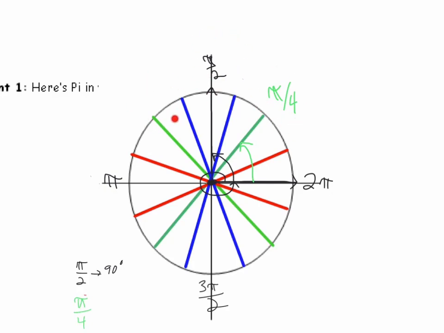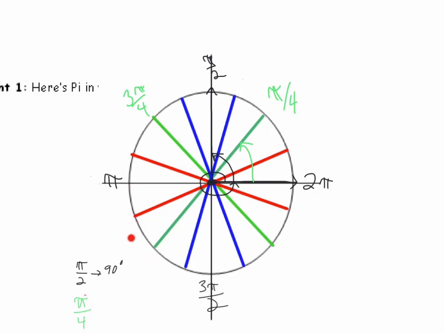Anybody care to guess what that guy's going to be? 3 pi over 4. Nice guess. So we're just counting. This guy here is going to be 3 pi over 4. So again, we're counting. I got 1 pi over 4, 2 pi over 4, 3 pi over 4. This guy here, 4 pi over 4, because 4 over 4 is just 1. So 1 pi over 4, 2 pi over 4, 3 pi over 4, 4 pi over 4.